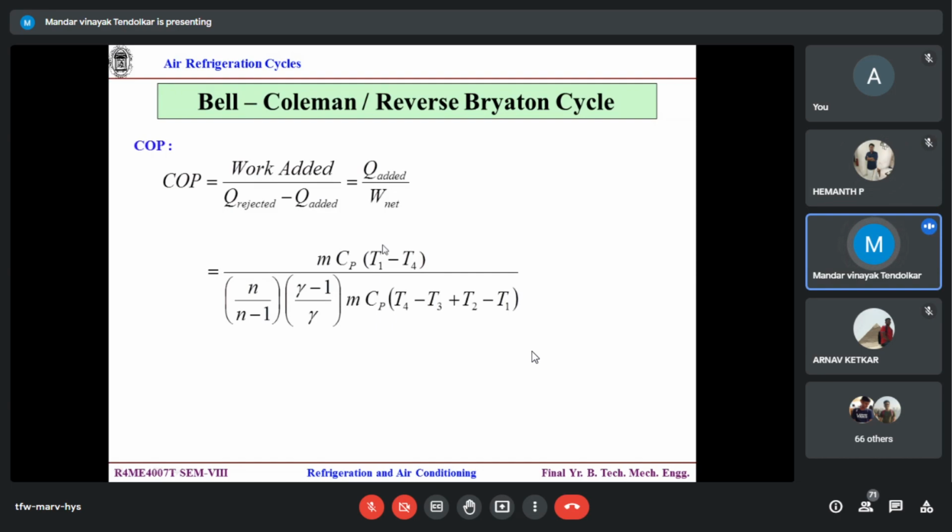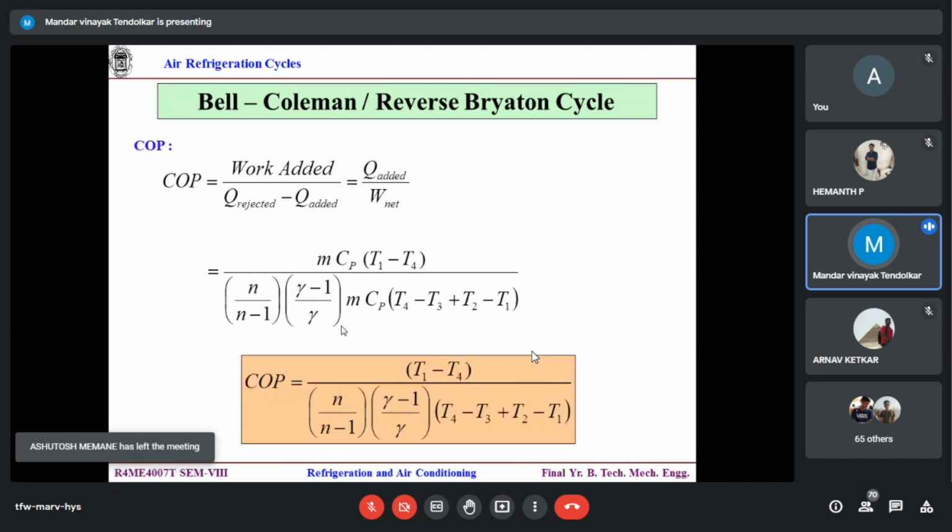So this is the formula for COP. What is the refrigeration effect? This is related to T1 minus T4. So this is enthalpy change. So M Cp into T1 minus T4. M Cp cancels. What remains with you is only the terms of temperatures.